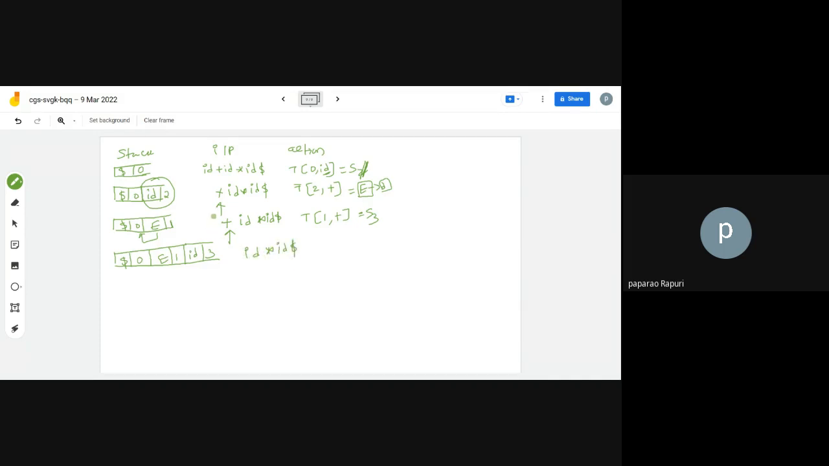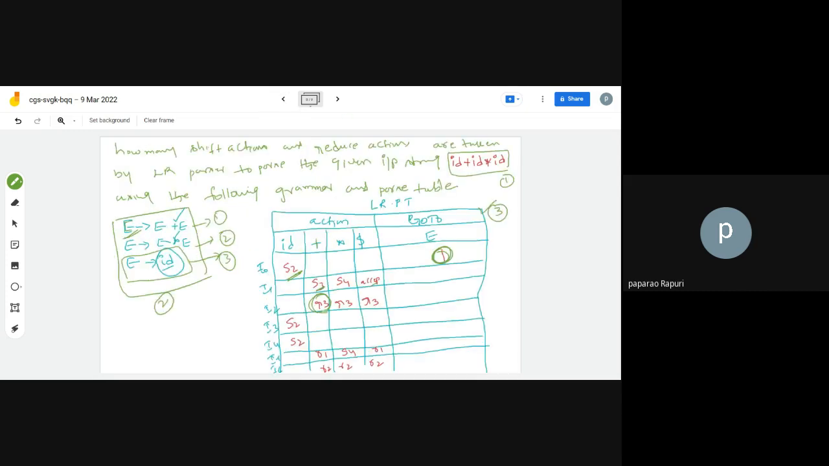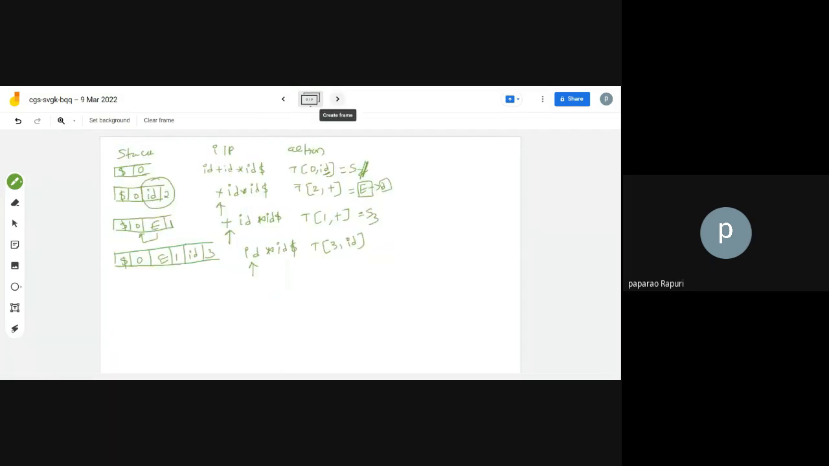Because the work of the plus is completed, now the look ahead pointer is at id. Now T of 3 comma id. 3 comma id means S2. S2 means shift.